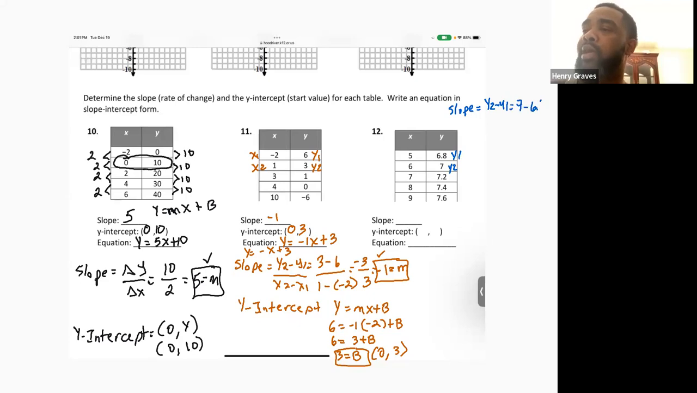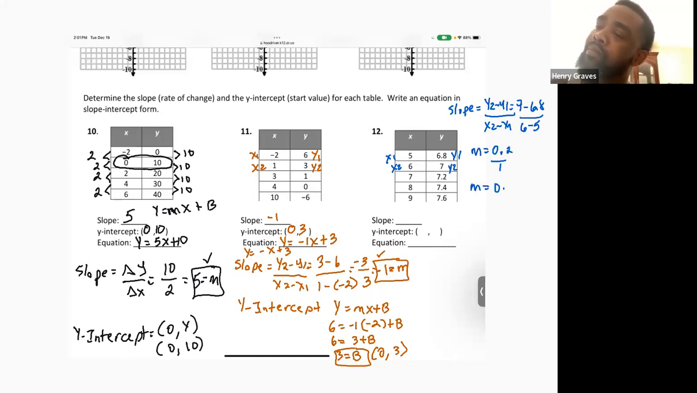And the x numbers, x2 and x1, which is going to be 6 minus 5. 7 minus 6.8 is 0.2. Divided by 1 means my m is equal to 0.2. There we go. Now I need to find the y-intercept.